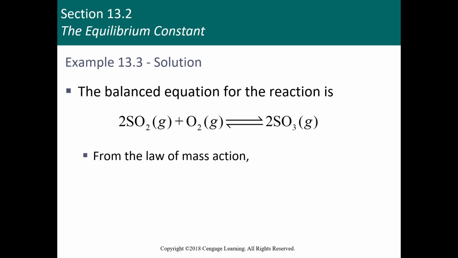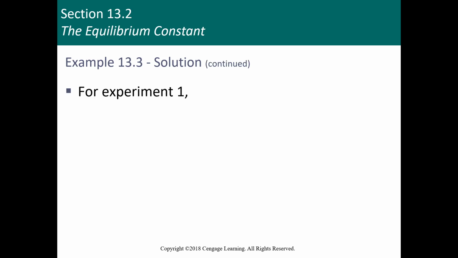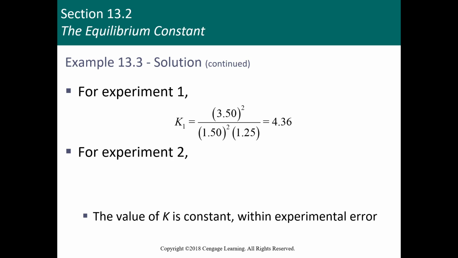And so first we need to get the balanced equation for this. This right here is your balanced equation: 2SO2 plus O2 yields 2SO3. From our law of mass action, we get our equilibrium expression, which is products over reactants. And you can see right there again, of course, we have our coefficients showing up as our powers. Alright, so the next thing we're going to do is plug our concentrations into that equilibrium expression.